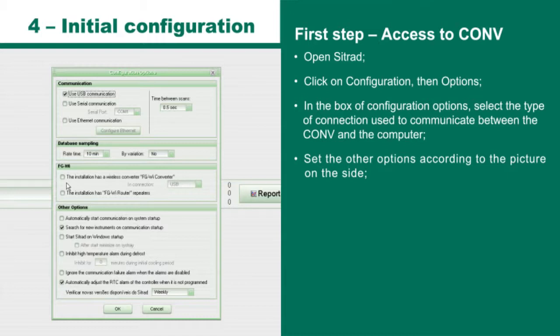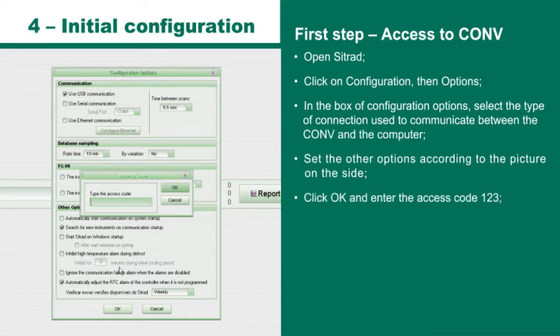For more information, refer to the manual or access the user's guide in the section Configuring the System. Click OK and enter the access code, factory default 123. Conv is connected.